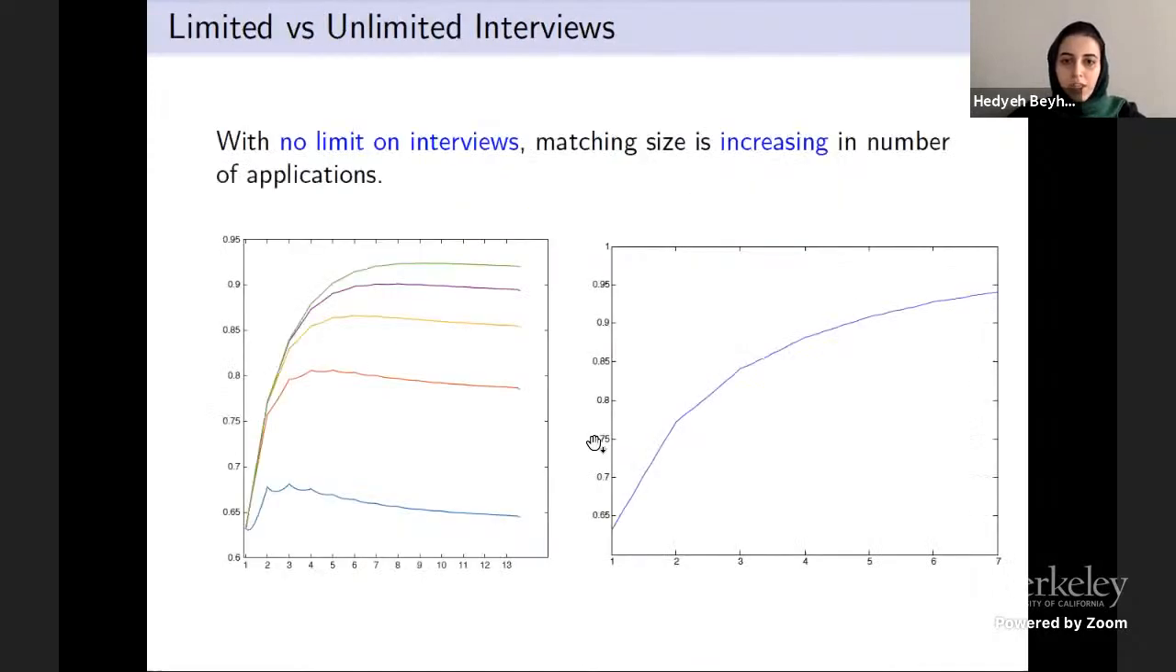I also want to quickly emphasize that these weird behaviors are consequences of limiting the number of interviews. If we don't have any limit on the number of interviews, the matching size is going to be monotonically increasing in the number of applications.